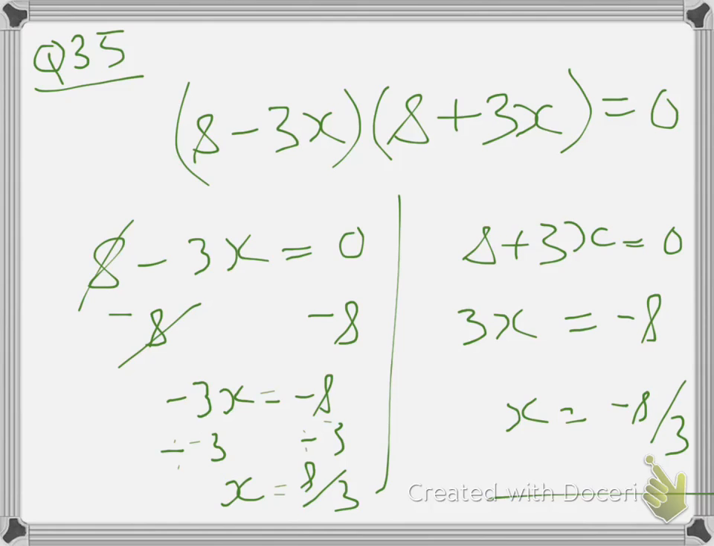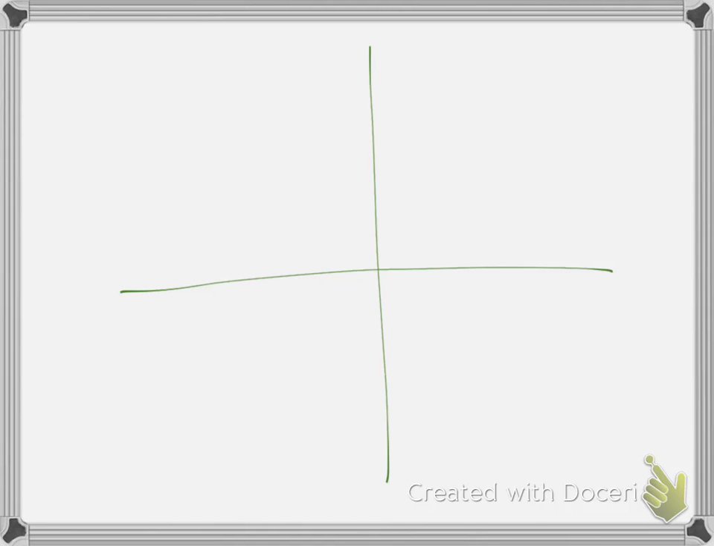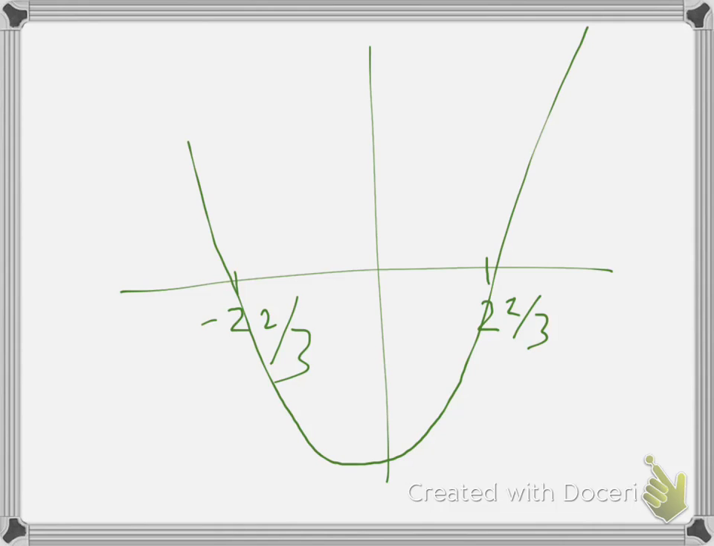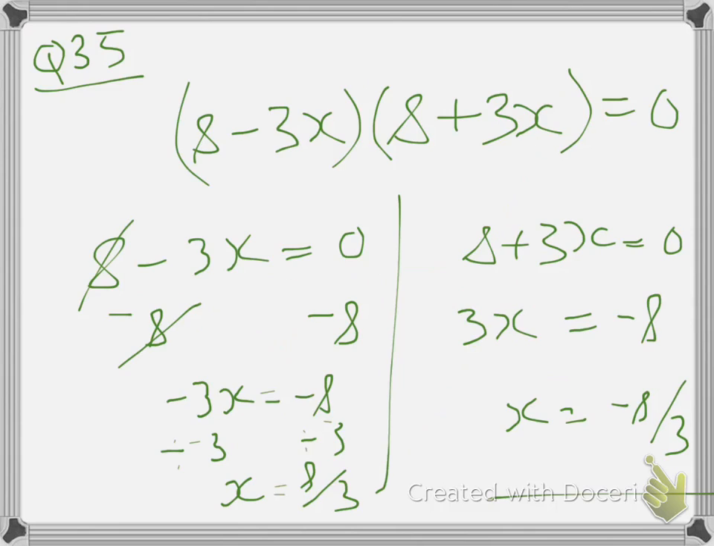Two solutions. So again, if I drew that sketch, 8 over 3, that's 2 and 2/3. Here's 2 and 2/3. Here's minus 2 and 2/3. It's a parabola that is symmetrical. Ignore the picture if you like, but it's just nice to know what you're actually doing, right? But that's the important bit there. Getting 8 over 3 and minus 8 over 3.